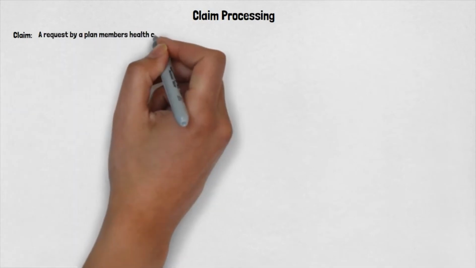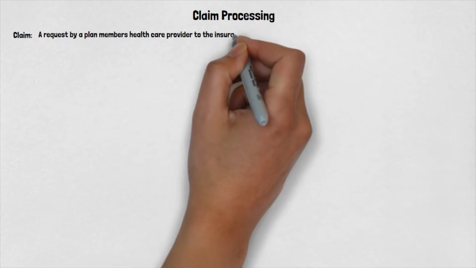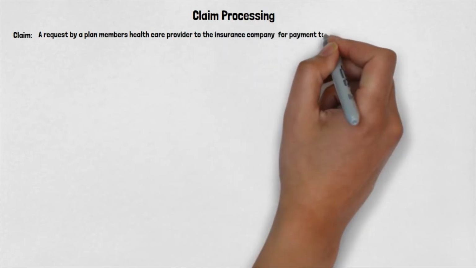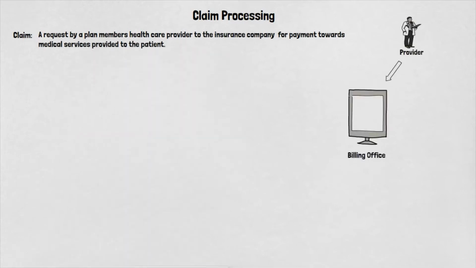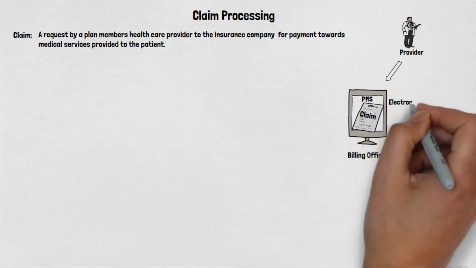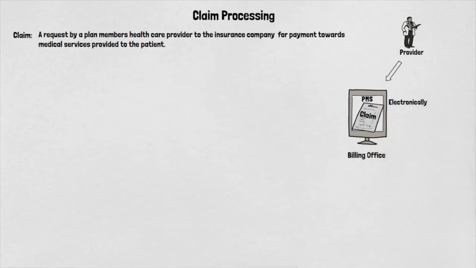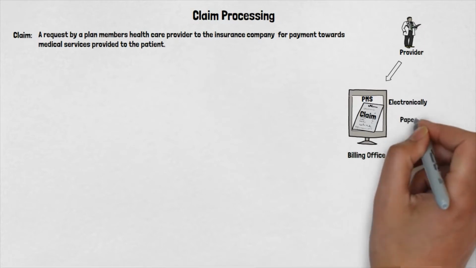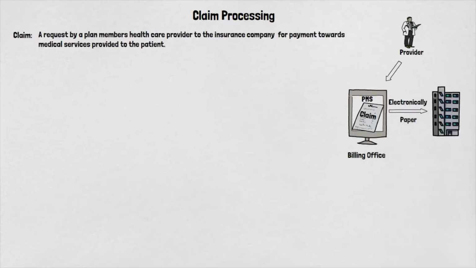What is a claim? A request by a plan member's healthcare provider to the insurance company for payment towards medical services provided to the patient is known as a claim. The provider forwards the treatment information to the billing office, which is then entered into the practice management software, and a claim is generated, which is then transmitted electronically or on paper to the insurance company for further processing.